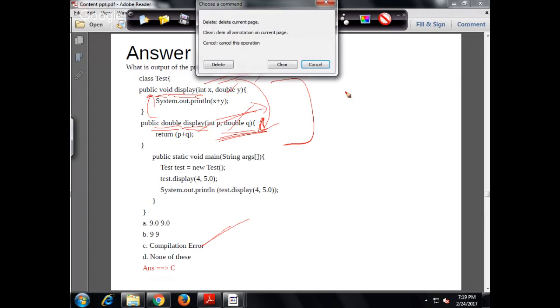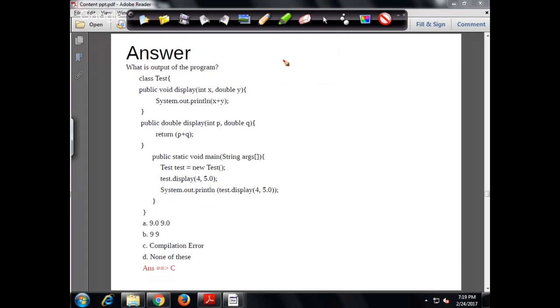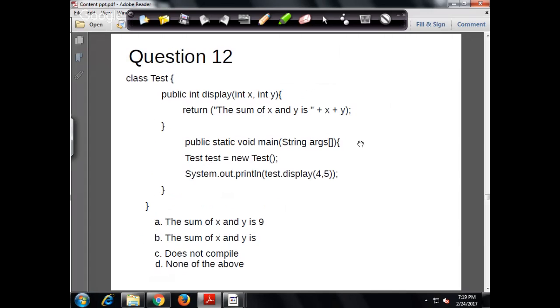So I really hope you understood the concept behind this particular question. Again, it may look like a lengthy code, but if you know the concept of method overloading and the factors associated with it, then you can very easily say that the answer is a compilation error. So let me just quickly move to my next question, question number 12. Just see this particular question.